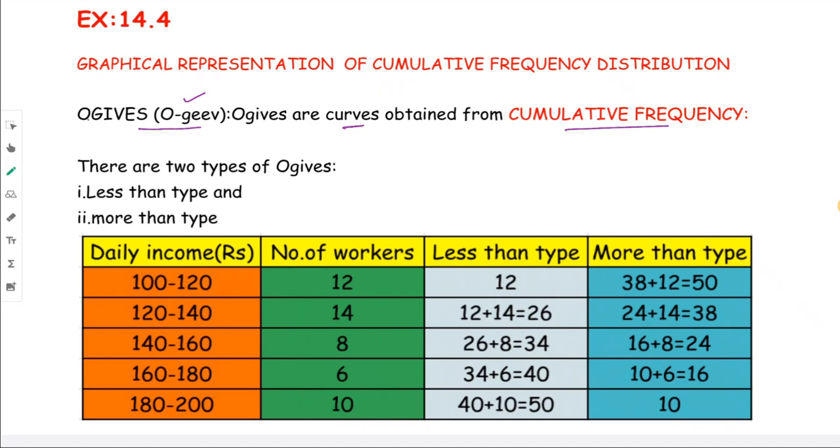Remember, we're not going to be making use of the frequency. Rather, we'll be making use of cumulative frequency. How many types are there? There are 2 types: less than and more than type. In the first exercise, they told us to only do the less than type, but we learned both.